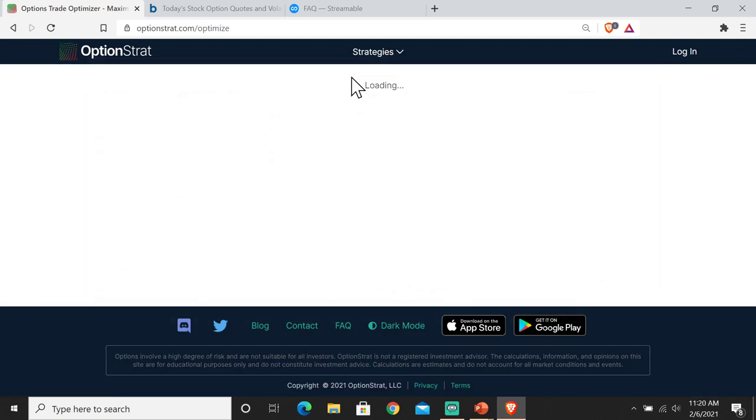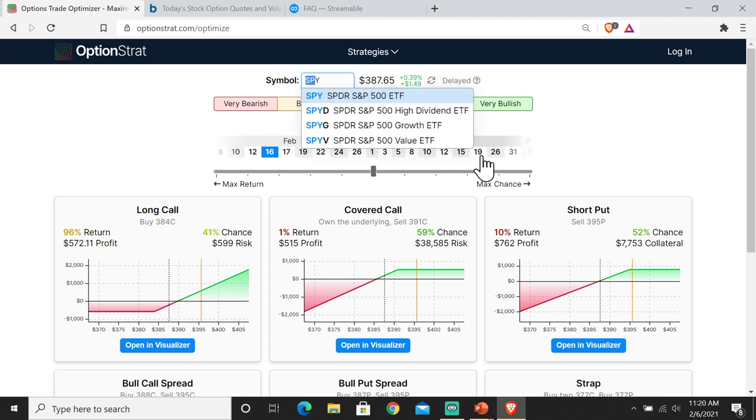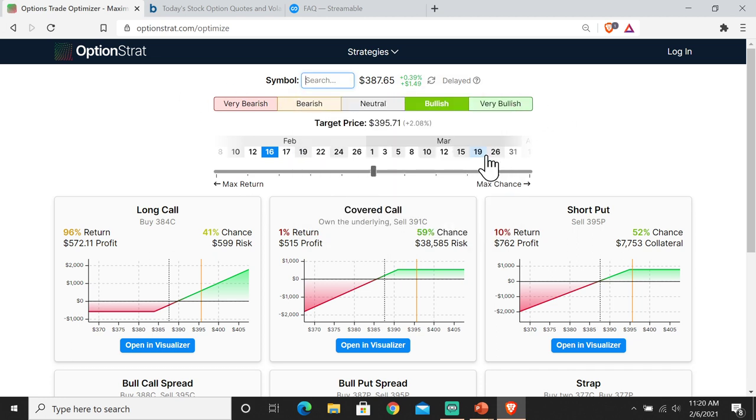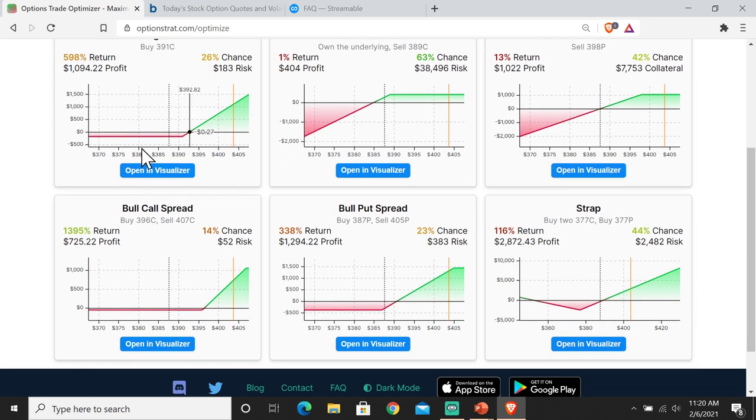I'm just going to go in real quick to show you guys. So for example, here's a ticker, SPY. Or I guess we could use SPY, it doesn't matter. Here you can pick your sentiment. Are you bullish, bearish, or neutral? Depending on which one you pick, they change the strategy and they simulate the trades and tell you what your percent chance of profit is, how much you risk, what your profit is, and the percent return that is. And they tell you what to buy or sell.